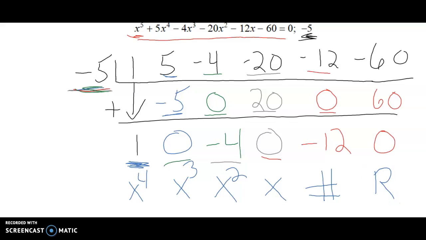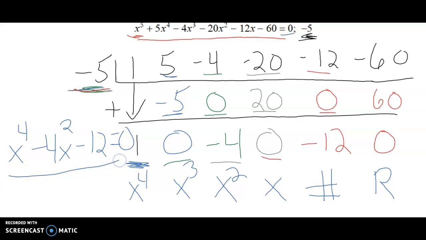For now, when we're solving, that has to be 0. If the remainder is not 0, you did something wrong. But in future mathematics, you will see the remainder is not always 0. Okay, so now I write my new equation. So I have 1x to the 4th, or just x to the 4th, minus 4x squared, minus 12. And since we were equal to 0 up there, we're equal to 0 here. And here's my new equation. And in the next video, you'll see what we can do with that equation.